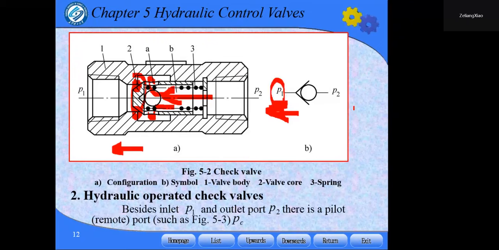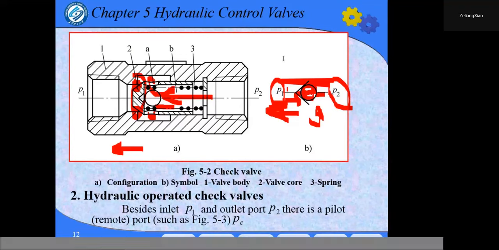This is the inlet pressure, and this is the outlet pressure. We can see the symbol. The pressure can push the ball ahead so it can go through. So this is the assembly for the hydraulic operated check valves.